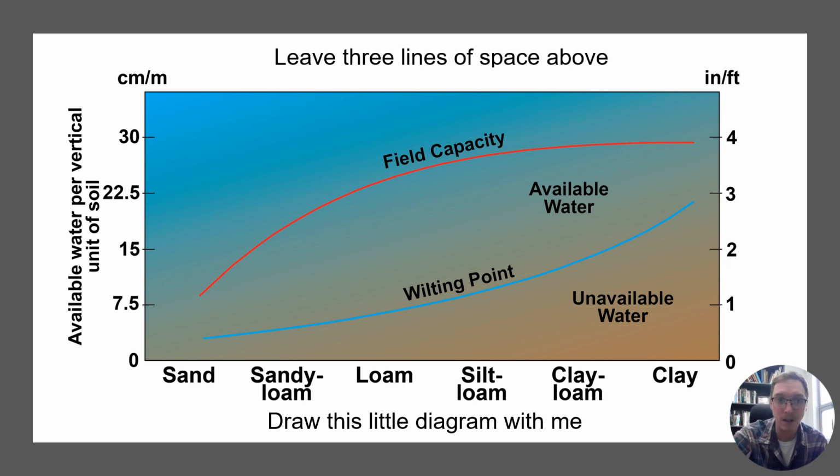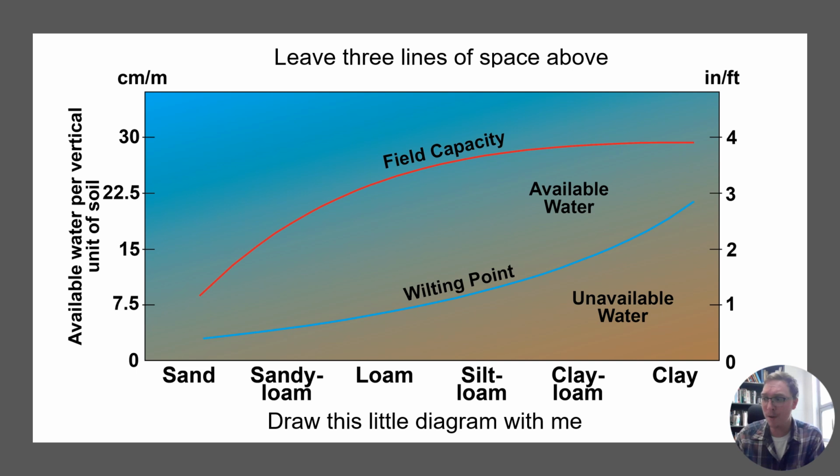So in this little diagram, we're looking at the available water per vertical unit of soil, in metric on the left and standard US units on the right, inches and feet. It's fine. On the bottom, on our horizontal axis, we see sand, sandy loam, loam, silt loam, clay loam, and clay. These are all versions and combinations of sediment in some way, shape, or form. Sands and clays being pure, like pure sand, pure clay, and everything else being some mixture therein.